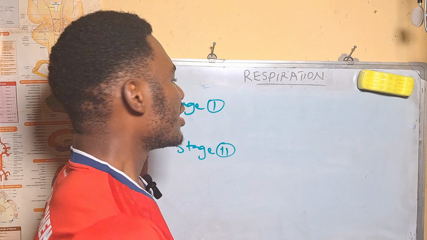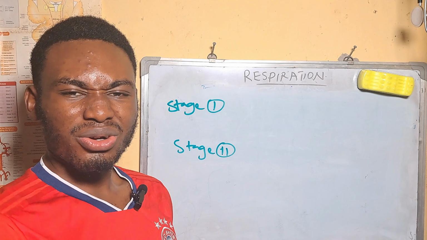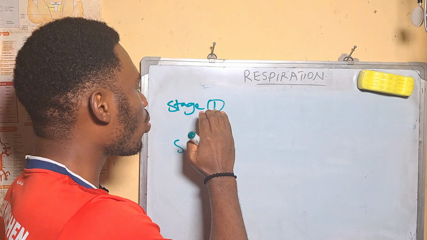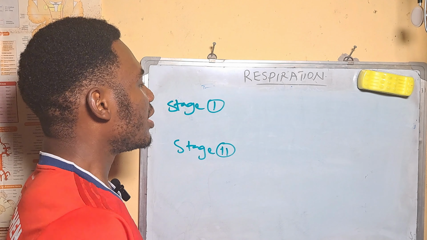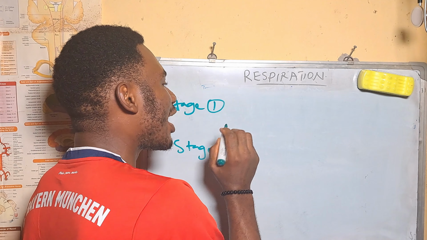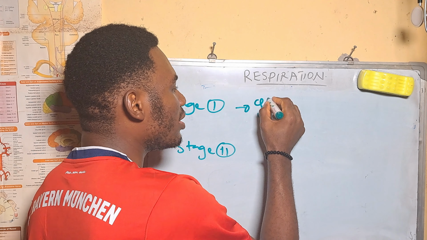So what do we mean by cellular respiration? This is the oxidation of food molecules in the cells of living organisms to provide energy for metabolic activities, and energy for the body functions also. Like I told you, cellular respiration has two major stages. You have stage 1 and you have stage 2. In stage 1, what actually happens is glycolysis.